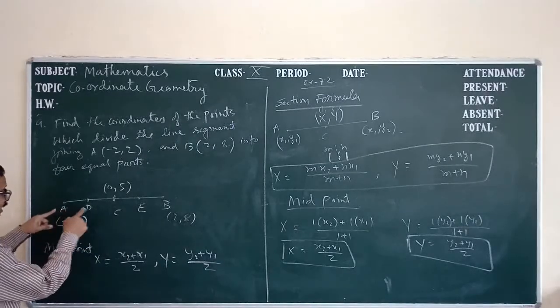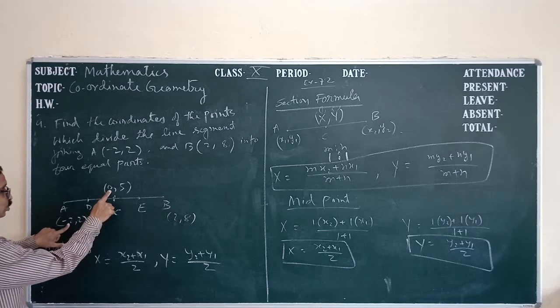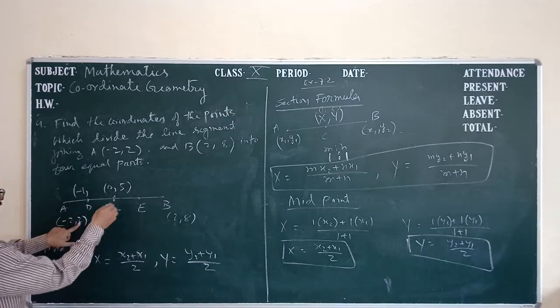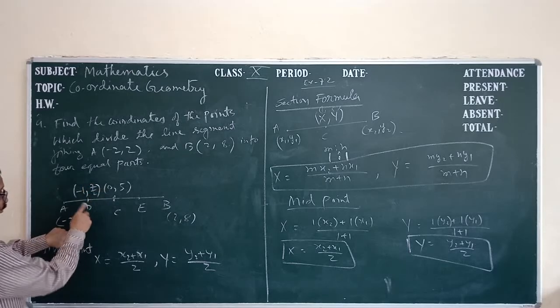Now we have to find this one. This is x2 plus x1, 0 minus 2, that is minus 2. Minus 2 upon 2 is minus 1. So this will become minus 1, and 2 plus 5 is 7, so 7 upon 2. That is the D point.